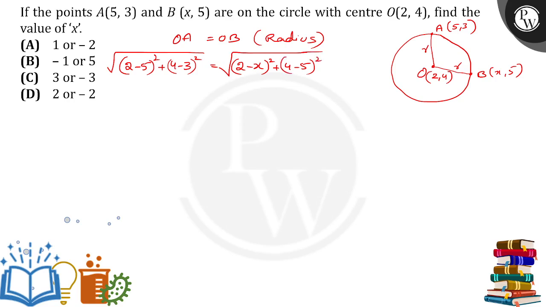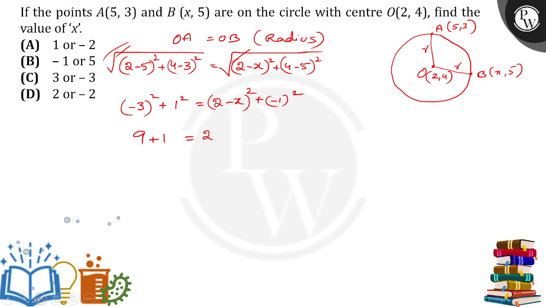So the square root cancels, then I will get (2 minus 5) whole square is (minus 3) whole square plus (4 minus 3) square is 1 square. Here we will get (2 minus x) whole square plus (4 minus 5) whole square is (minus 1) square. So minus 3 square is 9, 9 plus 1 is equal to 2 square.